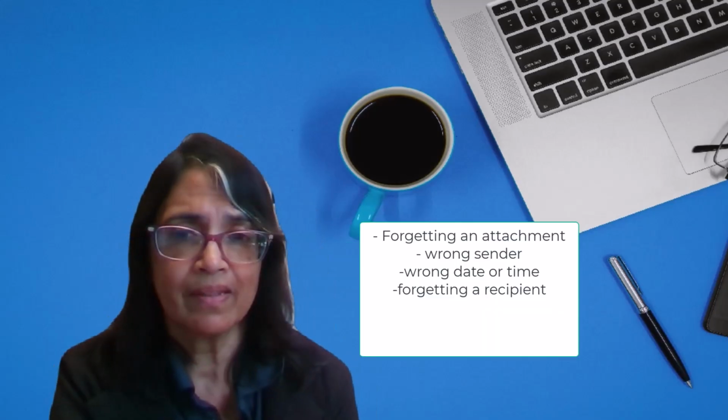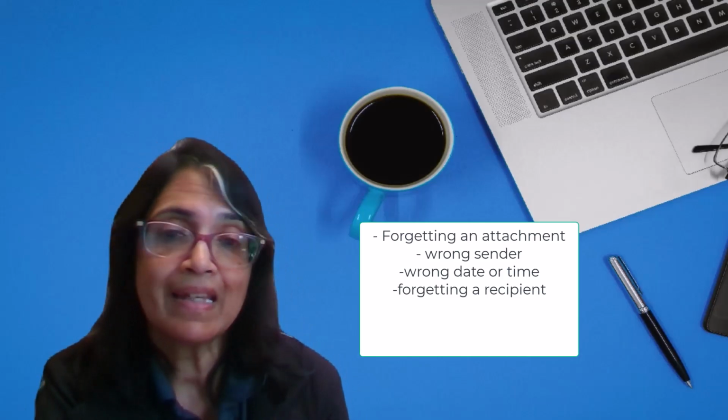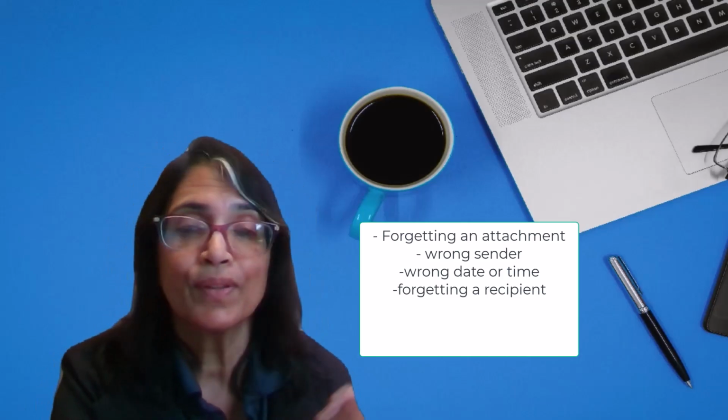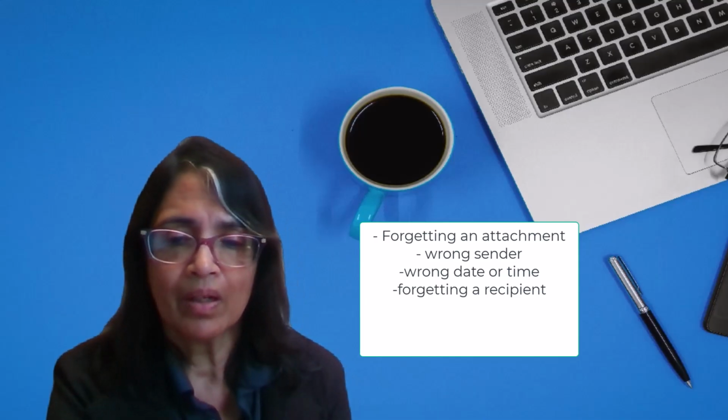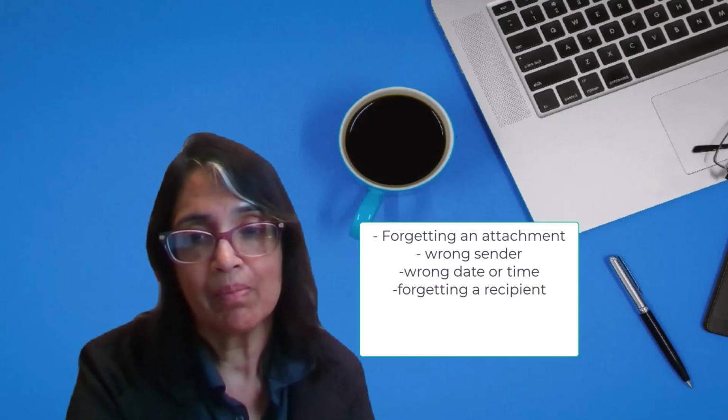Mistake number 4 is forgetting the details. Important details, for example, could be forgetting an attachment, sending the email to the wrong person, using the wrong date or time, or accidentally leaving off someone from the message. Maybe the message was meant to be sent to more than one person. Here's a simple habit. Check before you send.